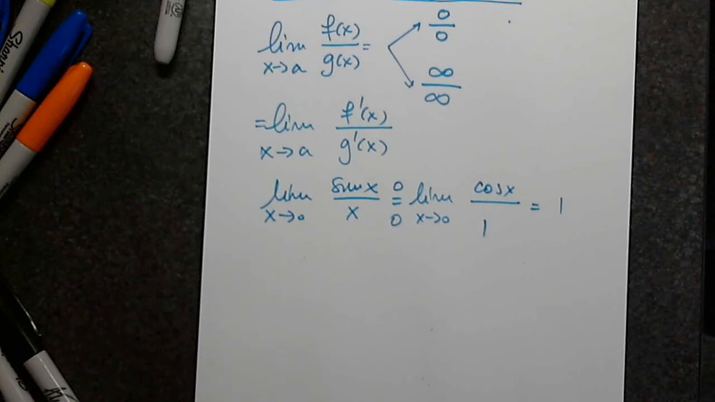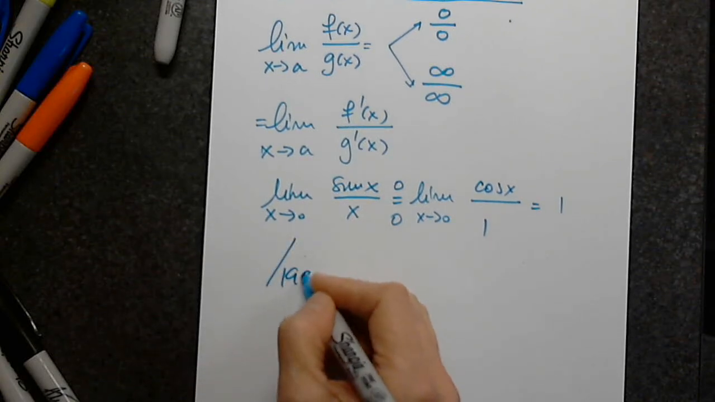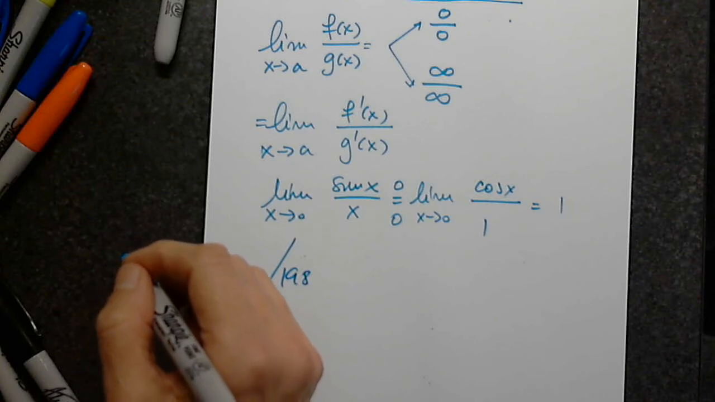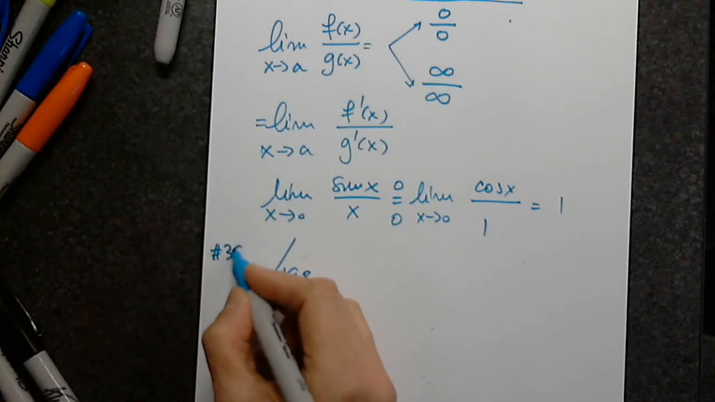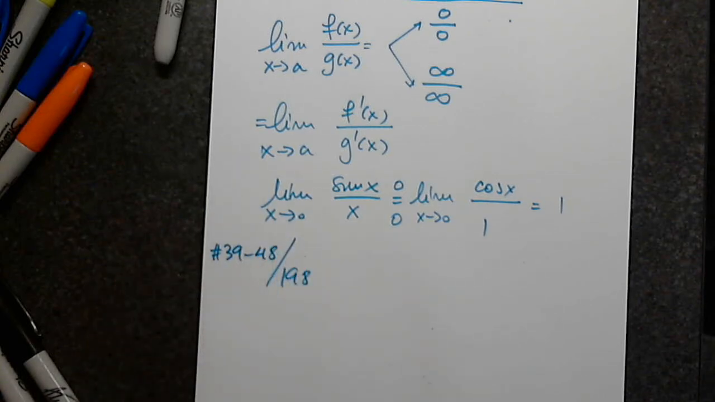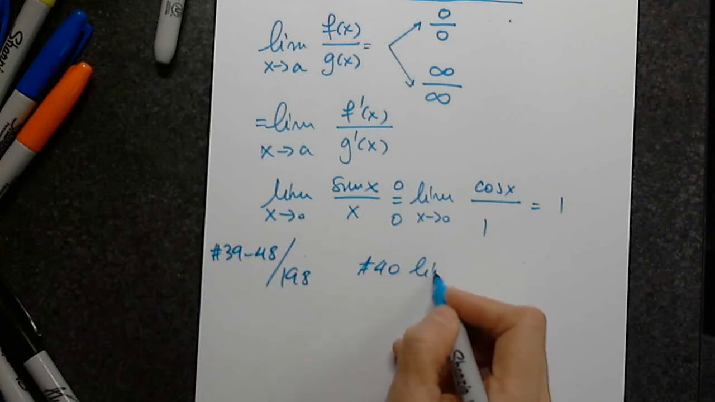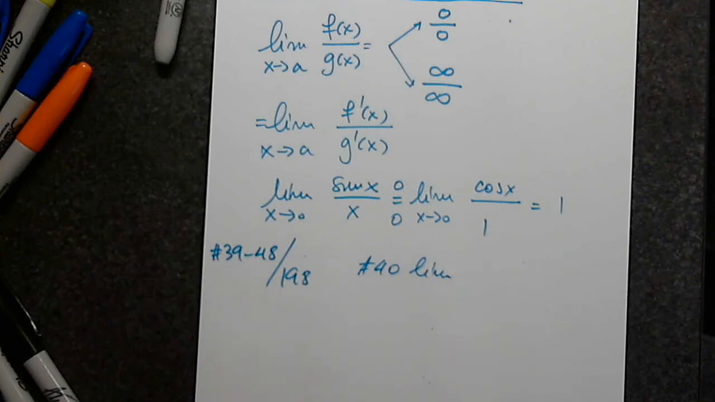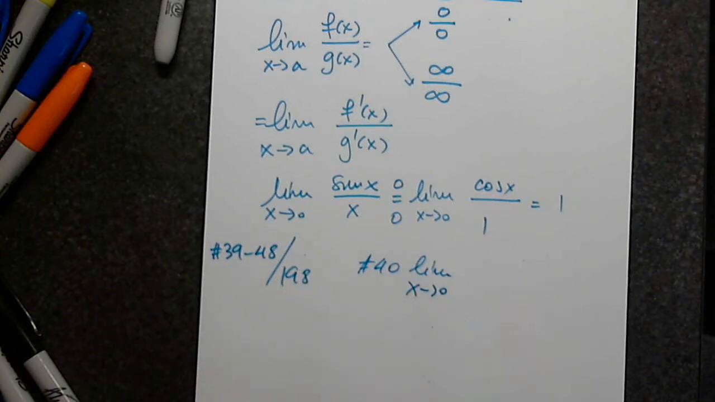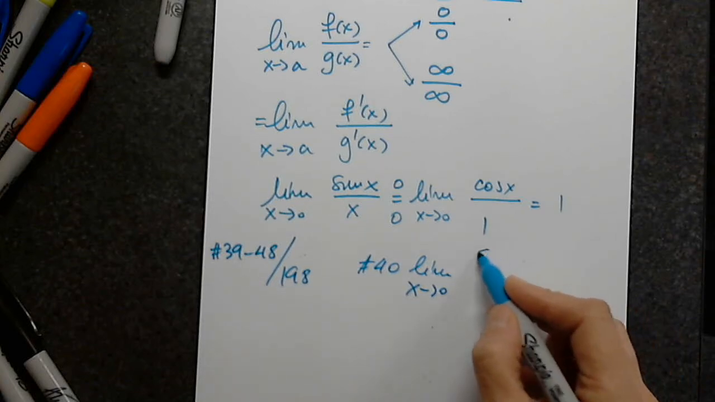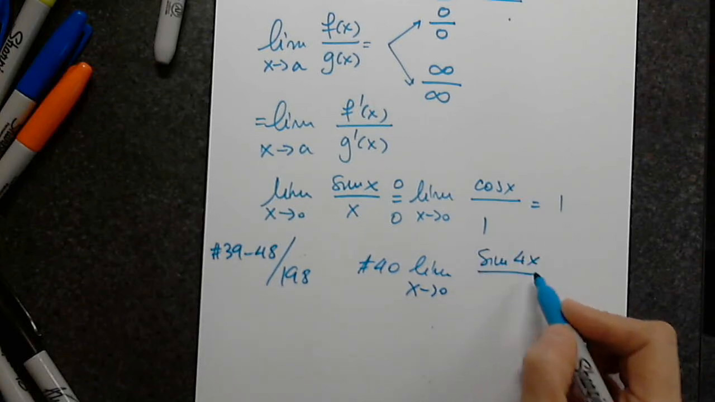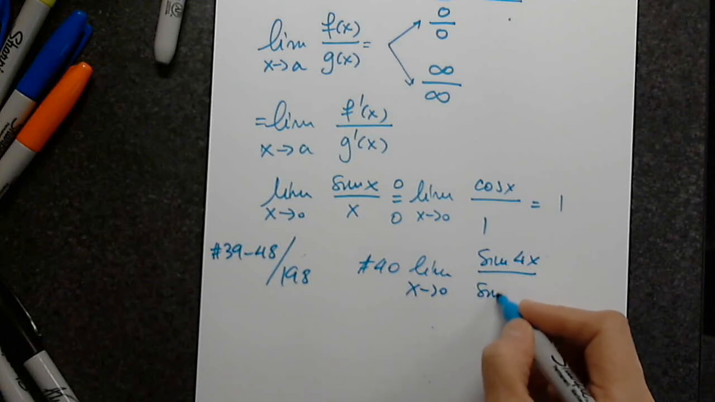Here's another limit. On page 198, please choose 39 through 48. 40. Which one? 40. So we have the limit as x approaches 0 of sine 4x over sine 6x.